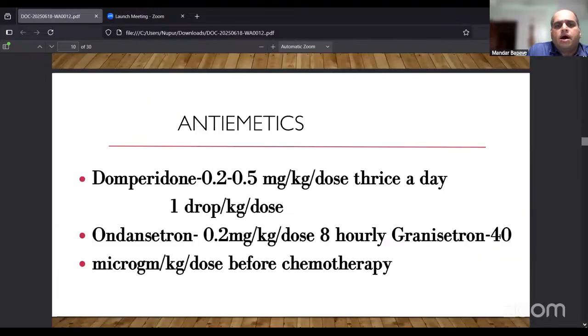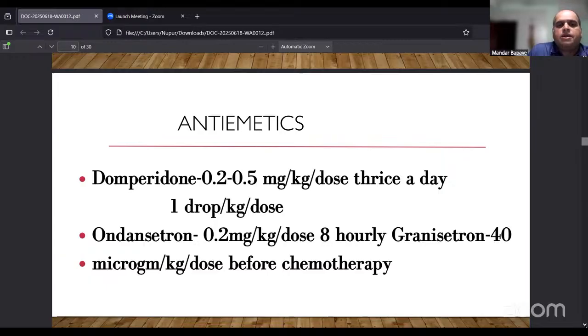Very commonly written medication for, say, vomiting is the peripherally acting medicine called domperidone, and the dose is 0.2 to 0.5 milligram per kilogram per dose. We can give it thrice in a day, and for small babies who come, the simple dose is 1 drop per kg per dose. So if a 5 kg or 8 kg baby comes, we give 5 drops or 8 drops respectively. The most important part in anti-emetics is that the medicine should be given 45 minutes to 1 hour prior to giving food. Then only the medicine will act.